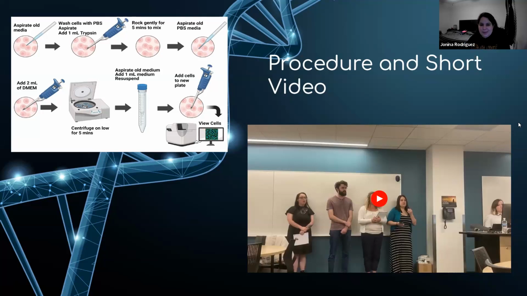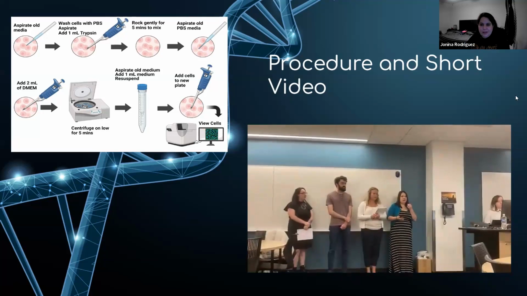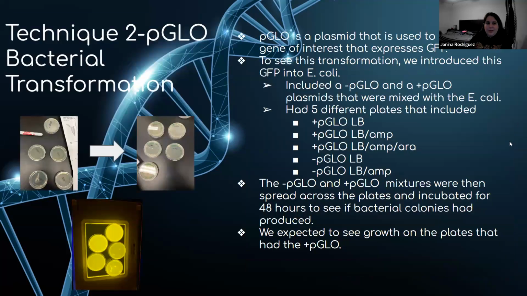So the second technique that I'm going to describe to you is pGLO bacterial transformation. When I saw the sheet for this one, I got really excited because I always wanted to do an experiment like this. To describe the experiment a little bit, pGLO is a plasmid that is used to look at genes of interest that express GFP.